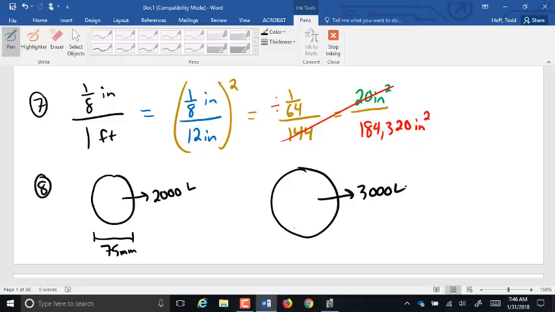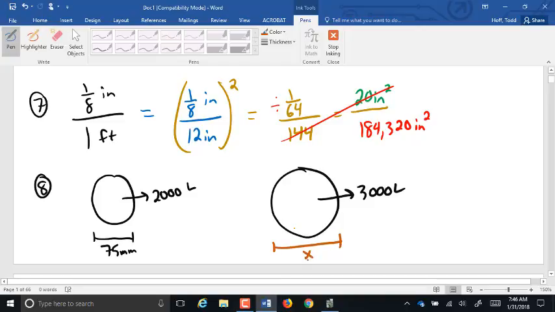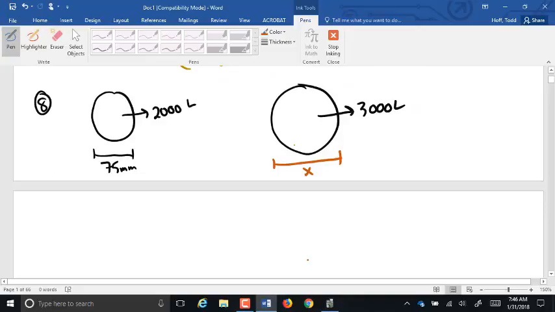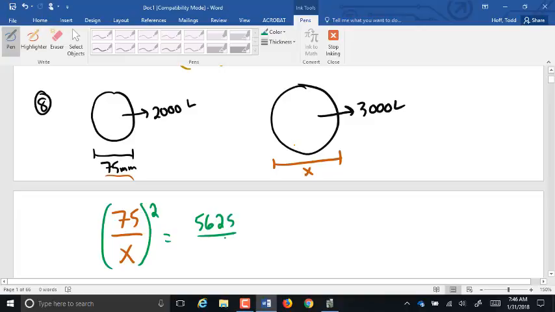What am I increasing here? Well, I want to increase the volume, but I'm really only controlling the area, the cross-sectional area. So whatever this is here, I'm going to call that X. Now, a lot of people would go in and, well, okay, the radius here would be 37.5, find the area. Don't need to do that. If I increase the diameter from 75 to X, that's a ratio of lengths. If I square that, 75 squared, I believe, is 5,625. X squared, of course, is just X squared. That better equal my ratio of 2,000 to 3,000.